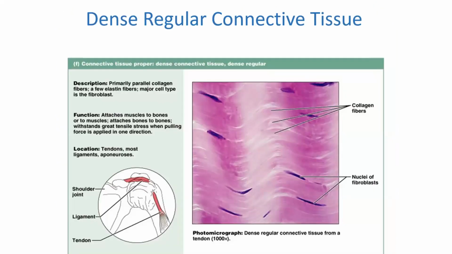Dense connective tissue, great strength in pulling in one direction. And tendons attach bones to muscles to bones. Very, very strong. Very little elasticity here. The cells that are present are fibroblasts.